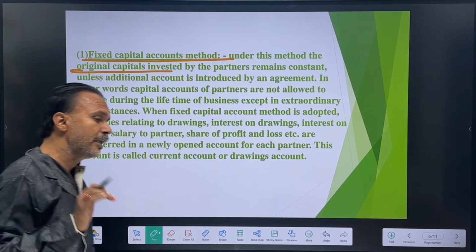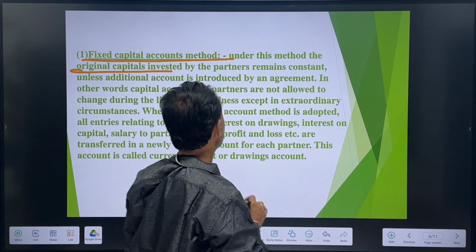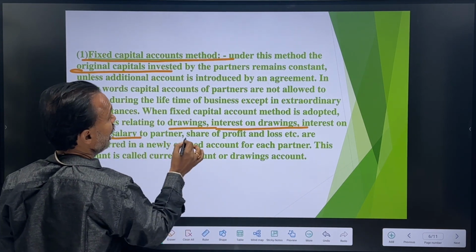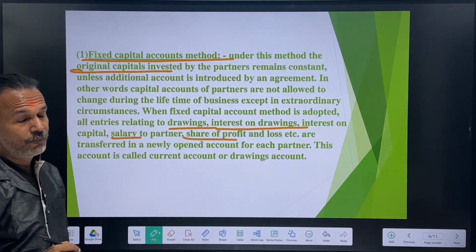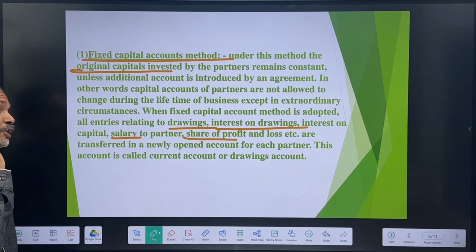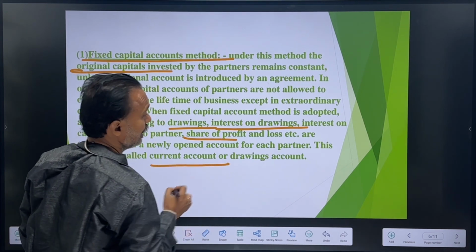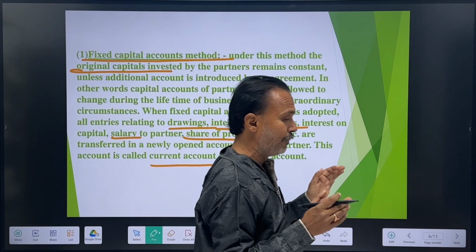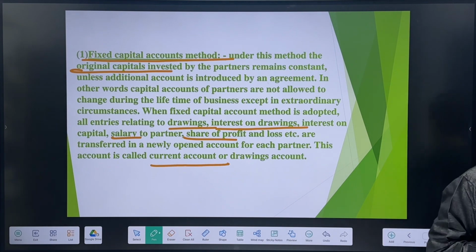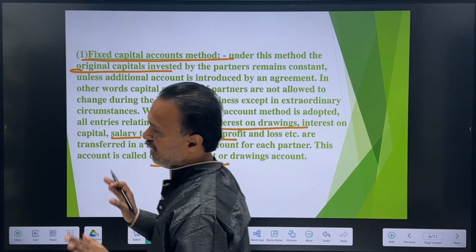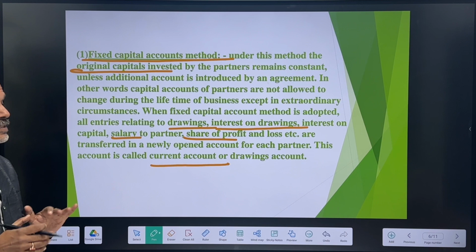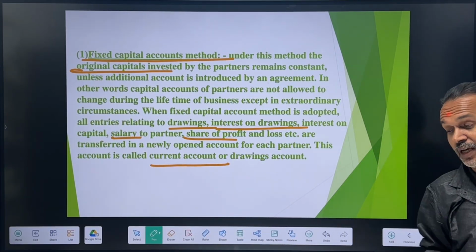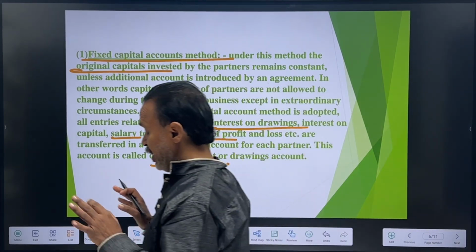It remains constant in the whole life of the firm. And all entries relating to drawings, interest on drawings, salary, commission, etc. are transferred to a newly opened account. This newly opened account is called partners' current account or drawings account. In other words, we can say that when the capital accounts of partners are fixed, we prepare two accounts. First is called partners' capital account and second one is called partners' current account.